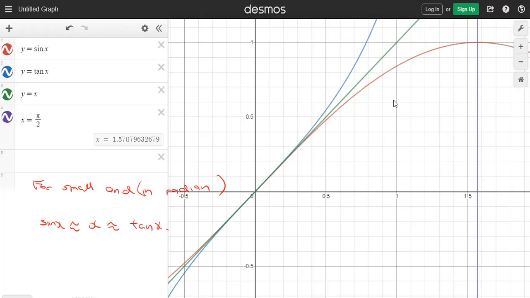Now, we also say that for x acute, without exception, sine x is strictly smaller than x, which is strictly smaller than tan x. So they could be approximately equal, but technically sine x is always smaller than x, which is always smaller than tan x, all right? Now, you happy with that? Good.